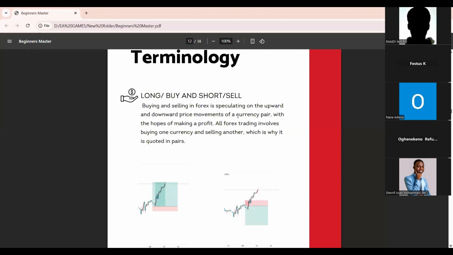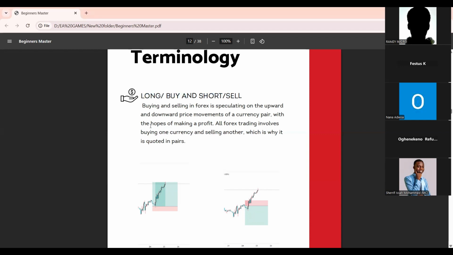So for the next 30 minutes, let's all try our best to focus and try and get what I'm trying to say. I'll give opportunity for us to ask questions and all that. So before that, let's start with the buying and selling of pairs. Yesterday we talked about currency pairs and the main idea about forex. And today we are starting from the terminology: long or buy and short or sell.